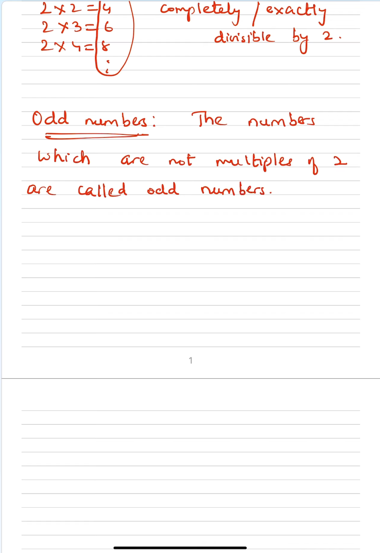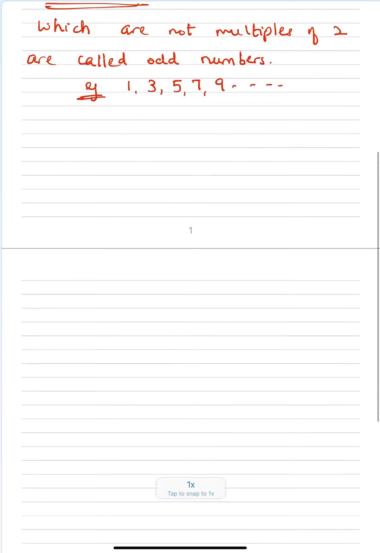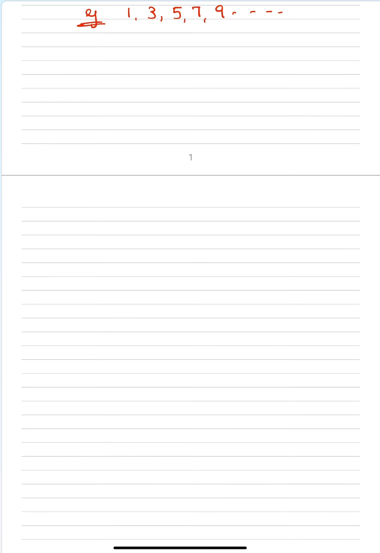Correct? In smaller classes they used to explain to us in that way. Example 1, 3, 5, 7, 9, and so on. These all are not the multiples of 2. So these are odd numbers. Correct? Now let us take some numbers and see the factors of those numbers. If I take number 1, the factor of it is 1. If I take 2, then 1 and 2. If I take 3, then 1 and 3. Correct? If I take 4, it will be 1, 2 and 4.